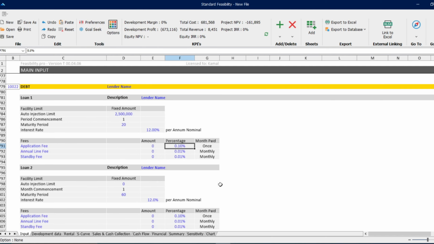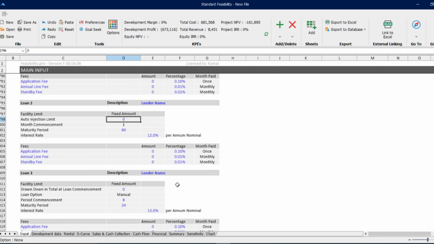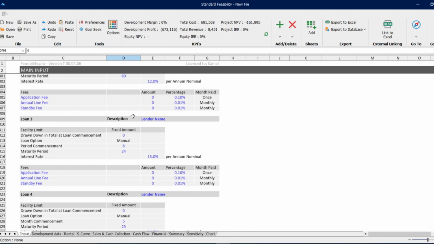Loan 2 works in a similar way, but it will be used only after the maximum limit of Loan 1 is exhausted. Auto loans are used only after the maximum limit of equity is already injected. Loan 3, Loan 4, and Loan 5 are manual loans, which means a one-time injection will happen in the period of commencement of the loan.